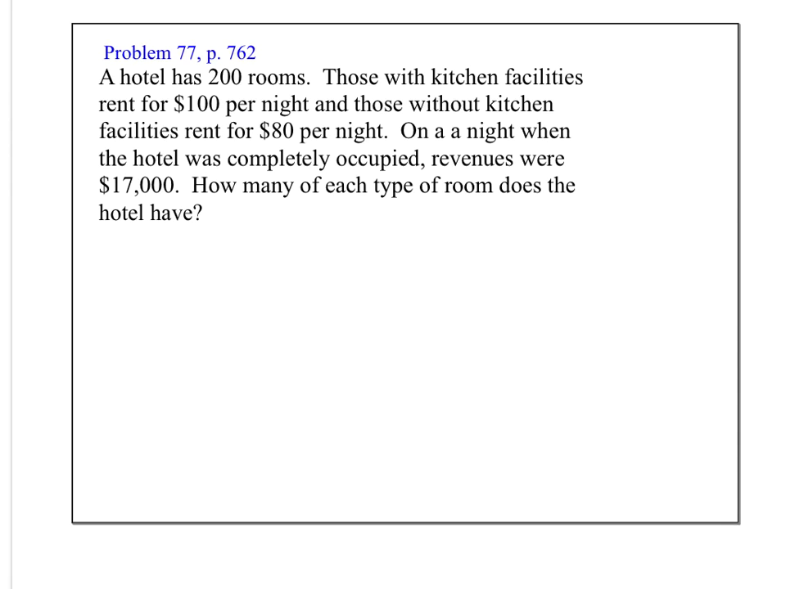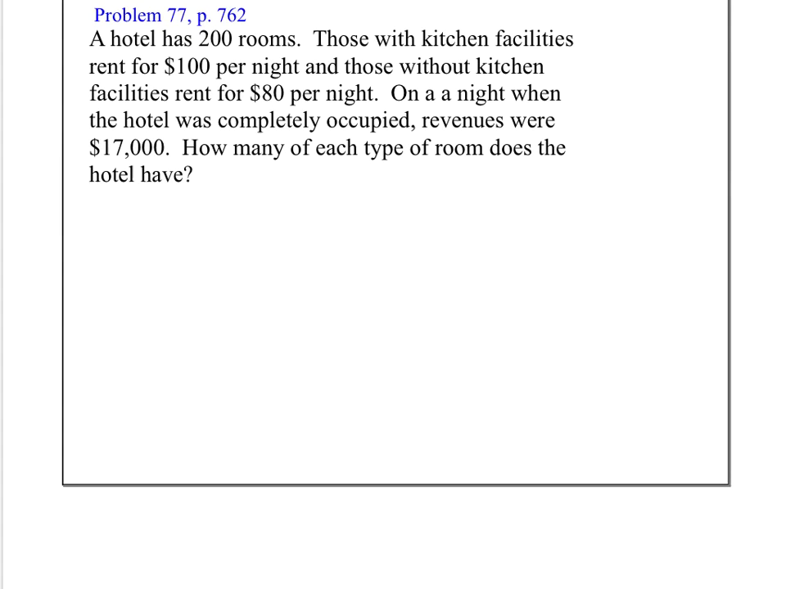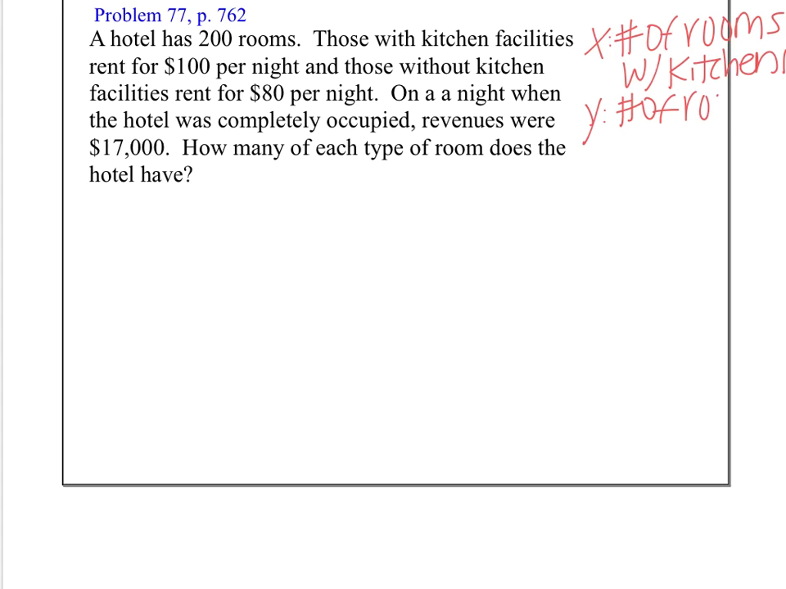Okay, a hotel has 200 rooms. Those with kitchen facilities rent for $100 per night, and those without kitchen facilities rent for $80 a night. On a night when the hotel was completely occupied, revenues were $17,000. How much of each type of room does the hotel have? Okay, so we have to set two variables. So I'm going to say that x is the number of rooms with kitchens, and then y is the number of rooms without kitchens.